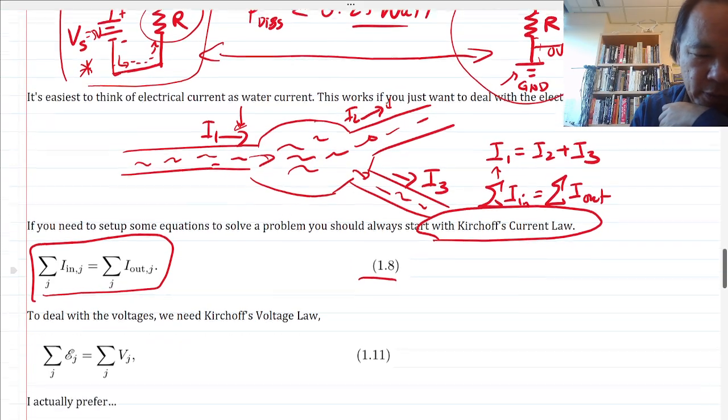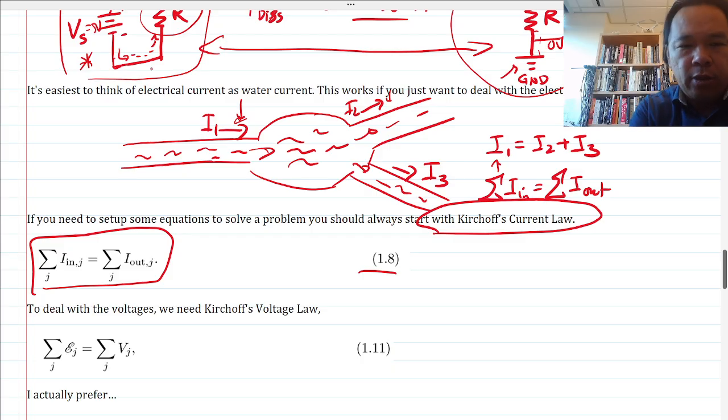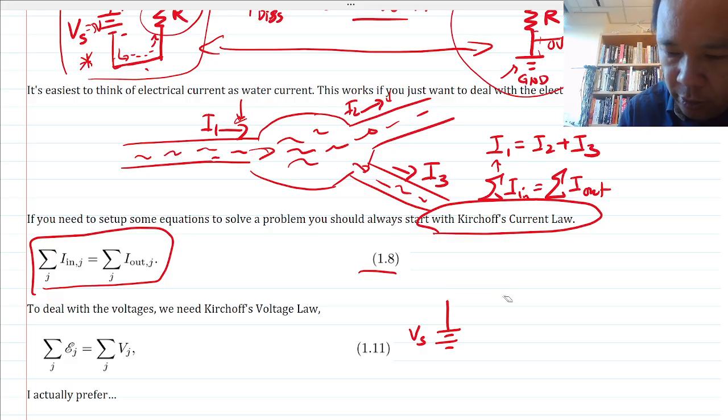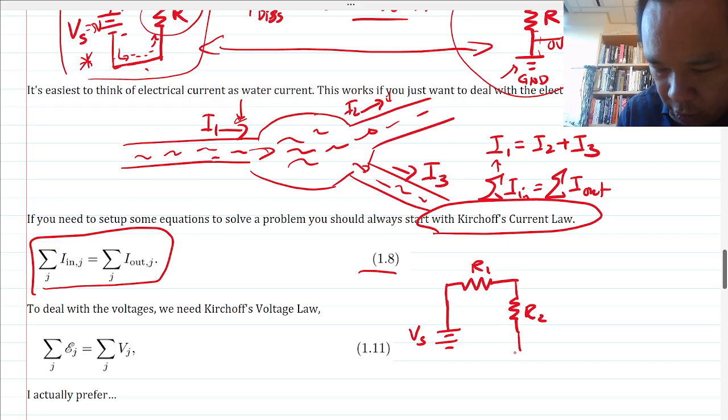To deal with the voltages, this is where the loop version is useful. So I'm just going to redraw that down here. Let's say you have some voltage here, some voltage supply, and then I'm going to do multiple resistors just to make it a little more fun. You have some resistor 1 here, you have some resistor 2 here. Maybe you have another voltage supply that's actually backward on here. And then you have some resistor 3 here.